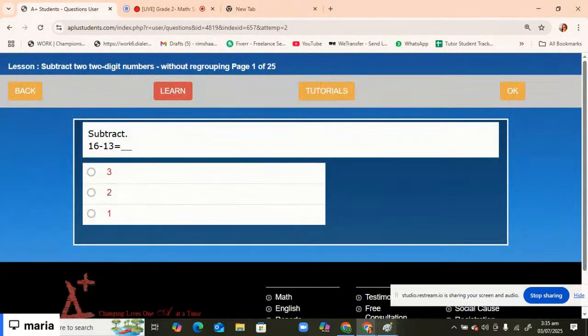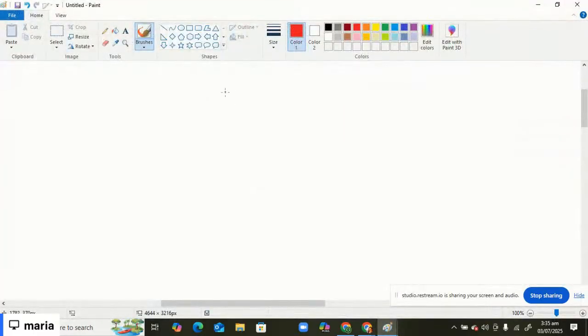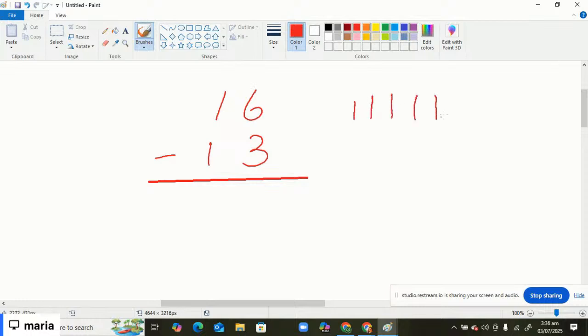16 minus 13. So how can we solve it? Draw 6 lines. Let's do it. 1. Remove 3 lines. How many left? 3 are left, okay? So putting 3 here.